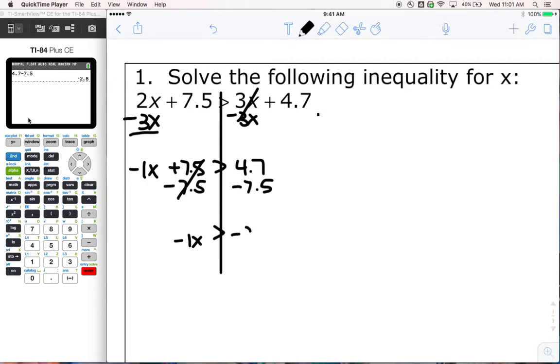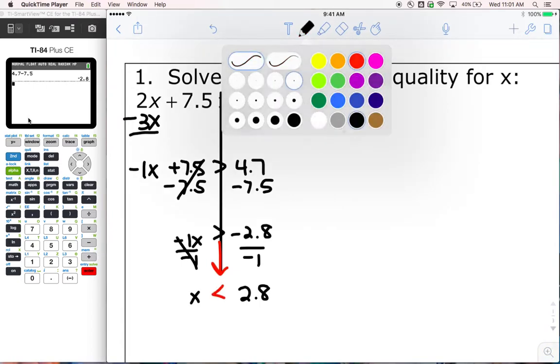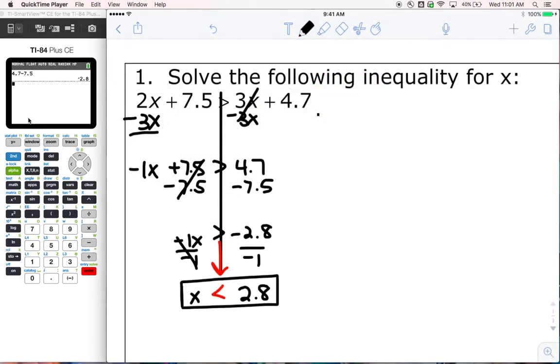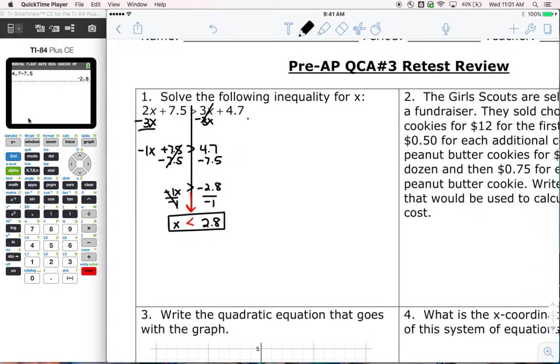is greater than negative 2.8. Well, we cannot leave this negative here, so we're going to divide it out, which means that now I've got x and I've got positive 2.8. And because I divided both sides by a negative, I have to flip my inequality around. That only happens when you multiply or divide both sides of an inequality by a negative number.